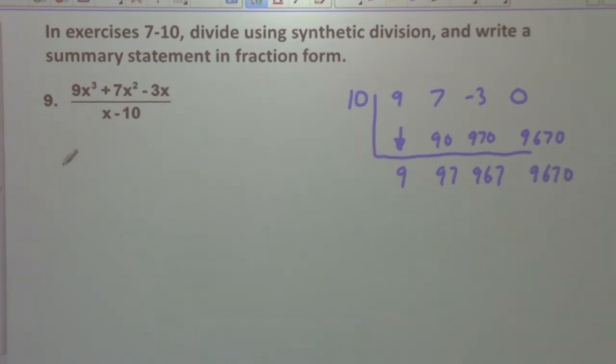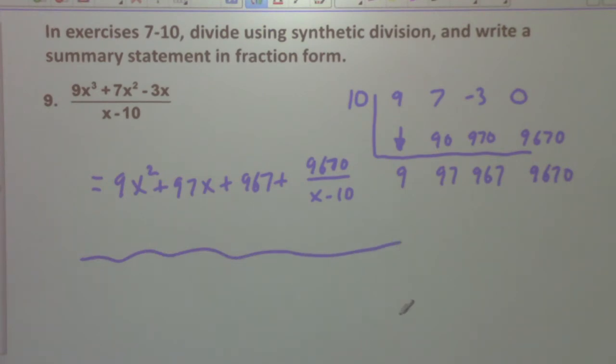Okay, let's do our summary statement. What is our summary statement going to look like? It's supposed to be 86. Okay, any questions on that? All right, looks good. All right, thank you, Carmen. Appreciate you doing that for us.